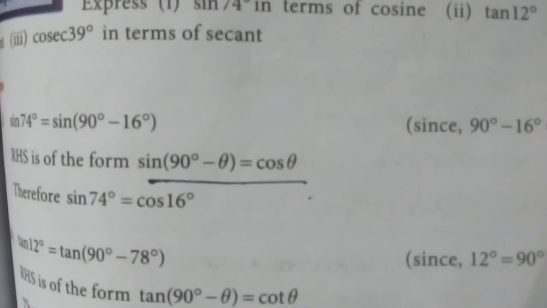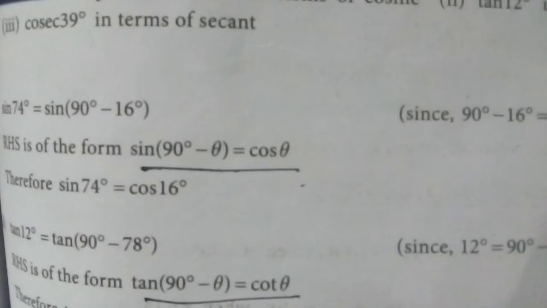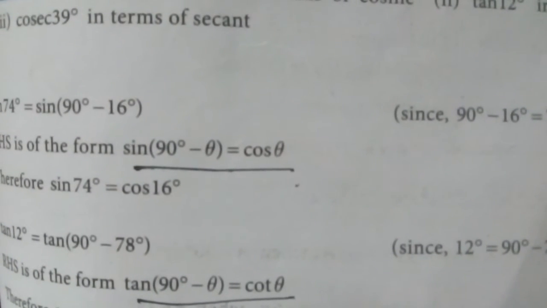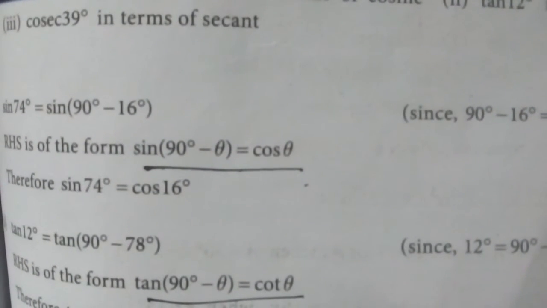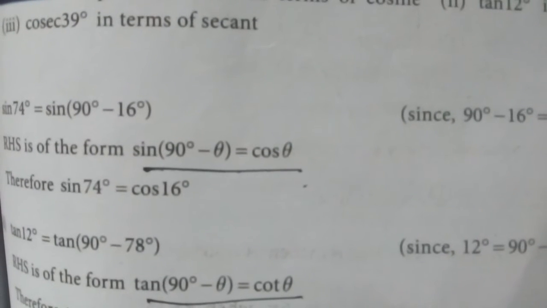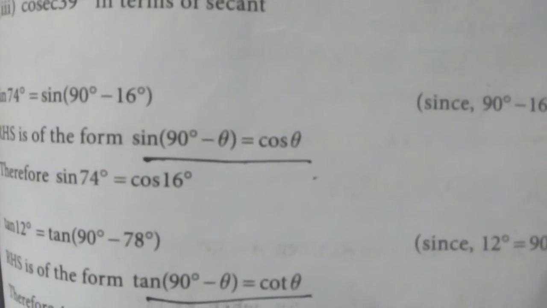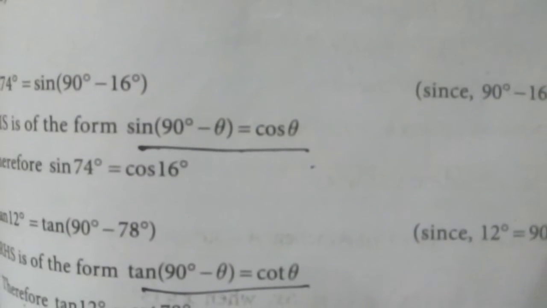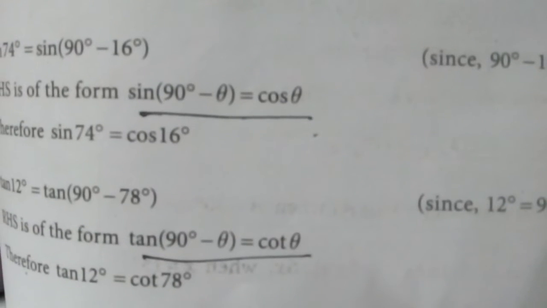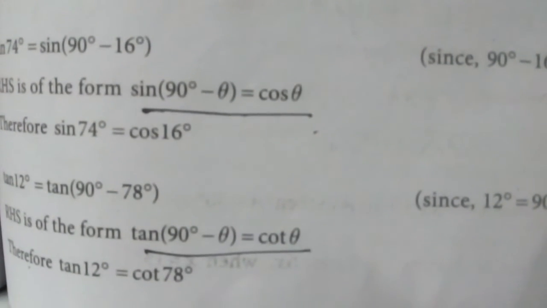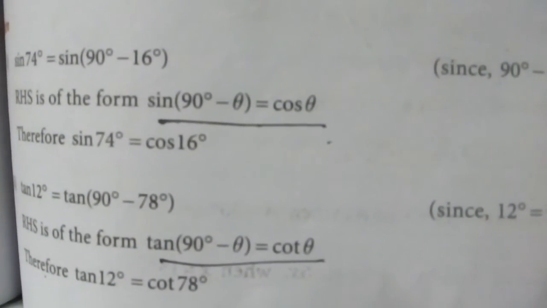Okay. The second sum is tan 12. We have to give it in terms of the cot. So tan of 90 minus theta, whatever it is given, we have to write in the same way, 90 minus 78, which gives you tan 12. So tan of 90 minus 78. Now, tan of 90 minus theta is equal to cot theta. Therefore, cot 78.